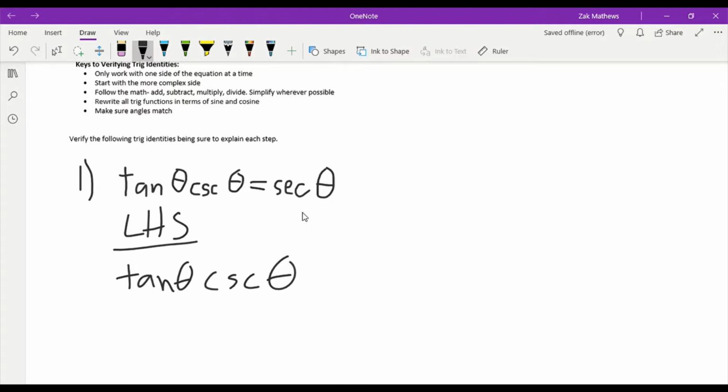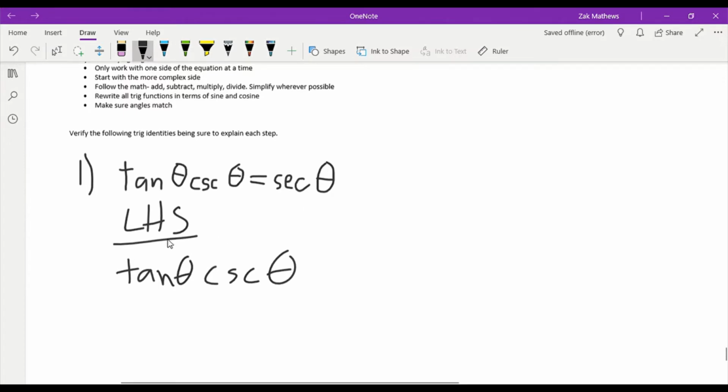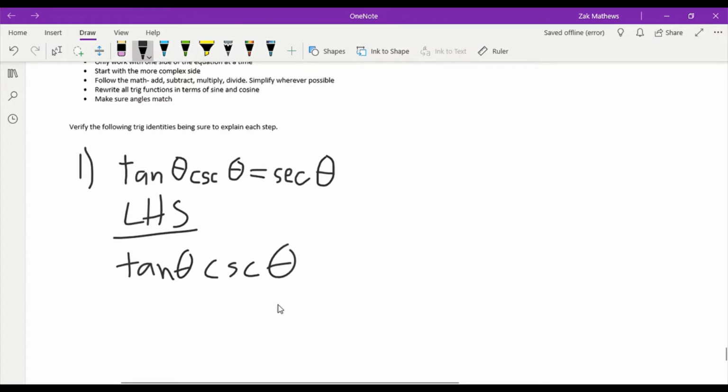And so I'm your teacher, or whoever your teacher is going to be reading through these, and they have to be able to follow your work. So I'm going to make everything extremely obvious. So I'm starting with the left-hand side. I'm only going to work with this expression. If I think about what I can do, well, obviously these two things are multiplied, but I don't really see any way to simplify those in their current form.